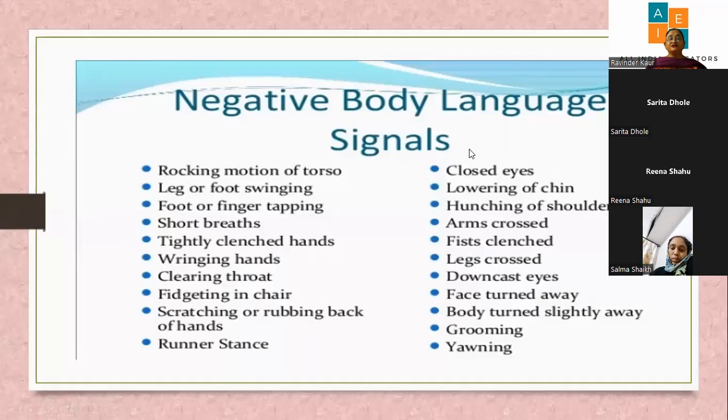Negative body language signals: rocking motion of torso, leg or foot swinging, foot or finger tapping. Children always do. See? Short breaths, tightly clenched hands.